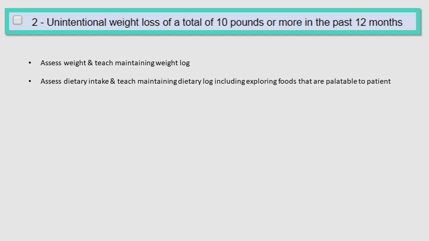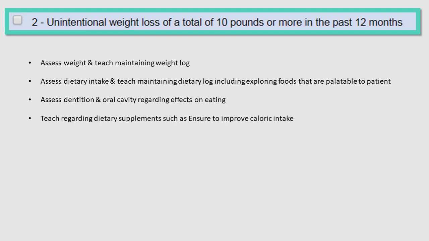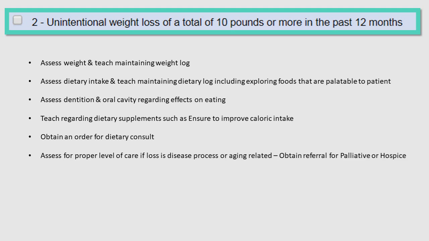Assess dietary intake and teach maintaining dietary log, including exploring foods that are palatable to patient. Assess dentition and oral cavity regarding effects on eating. Teach regarding dietary supplements such as Ensure to improve caloric intake. Obtain an order for a dietary consult. Assess for proper level of care if loss is disease process or aging related. Obtain referral for palliative or hospice.